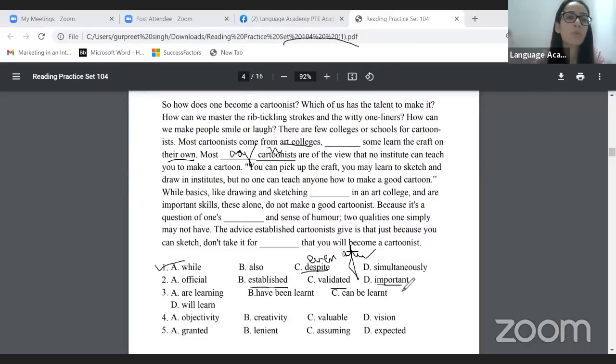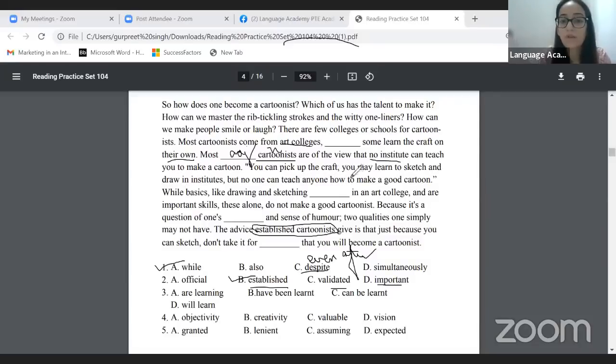And people are not important or unimportant in their fields. Can we say this important doctor? No. So cartoonist is also a profession. The answer was also somehow given a hint that established cartoonists is how they are using the combination, how they are using the word to describe the kind of cartoonist. So we'll go with established. Established means the ones which have a strong place in their profession. Those people are called established, renowned, known. So they are of the view that no institute can teach you to make a cartoon.